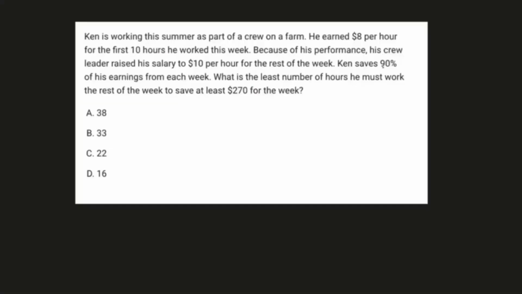Ben is working this summer as a part of a crew on a farm. He earned $8 per hour for the first 10 hours he worked this week. Because of his performance, his crew leader raised his salary to $10 per hour for the rest of the week. Ben saves only 90% of his earnings from each week. What is the least number of hours he must work the rest of the week to save at least $270?